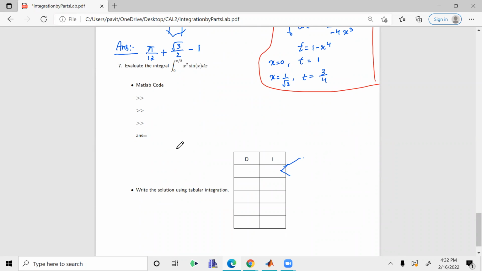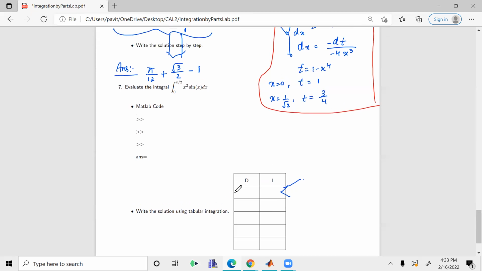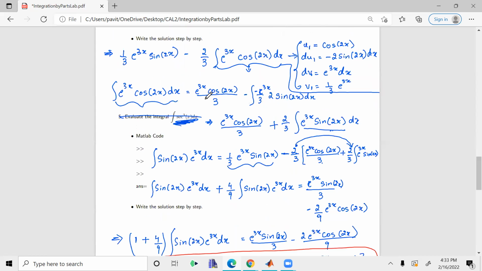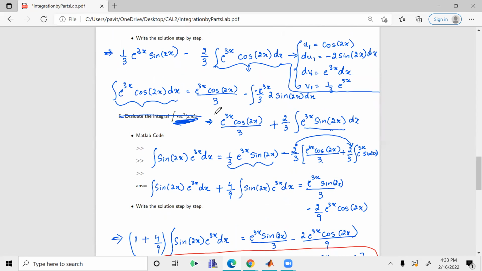So for problem 7, you will take d as x square, I as sine of x, and then you keep on integrating and you will find the derivative. Okay. And then you will just add everything, cross multiply, and you will find the solution for this integral. So that will complete your lab 4. Okay. Now we will see how to do this in Matlab.